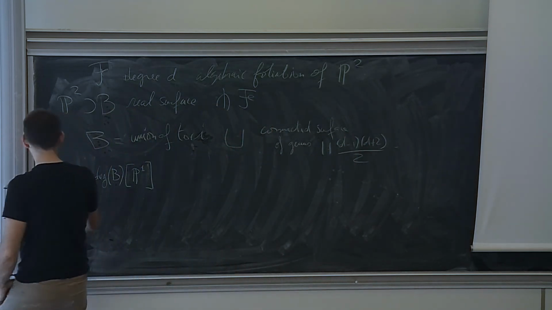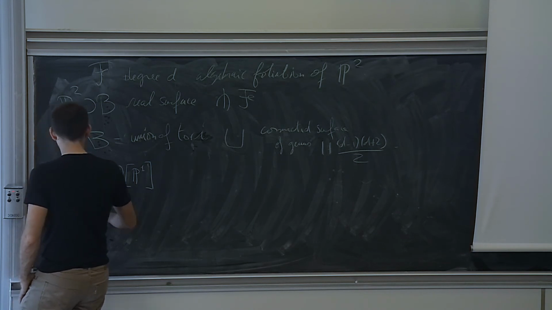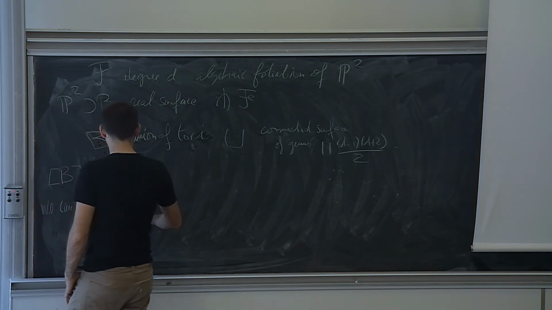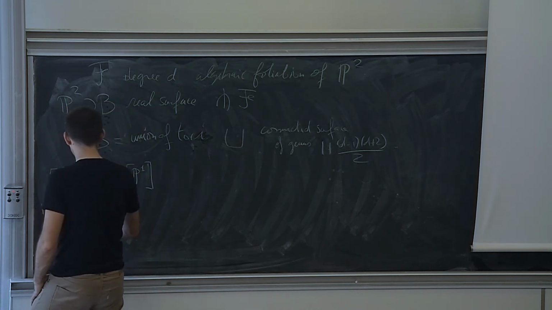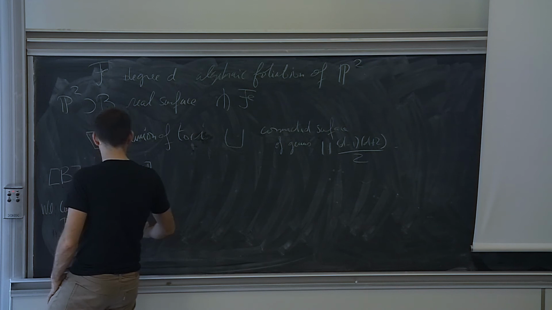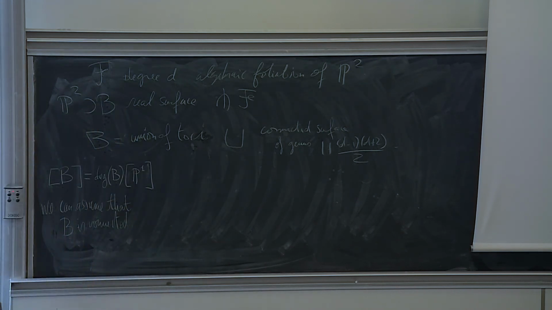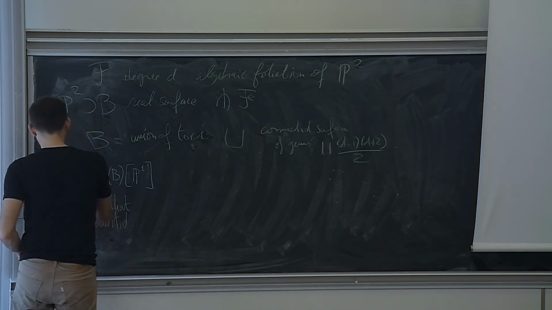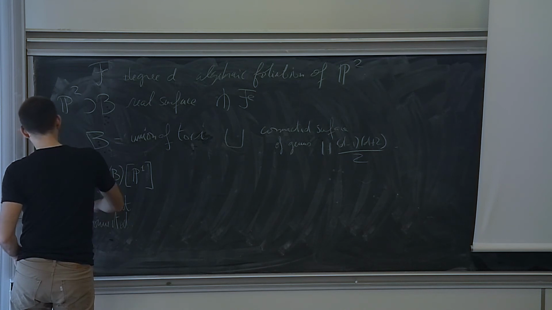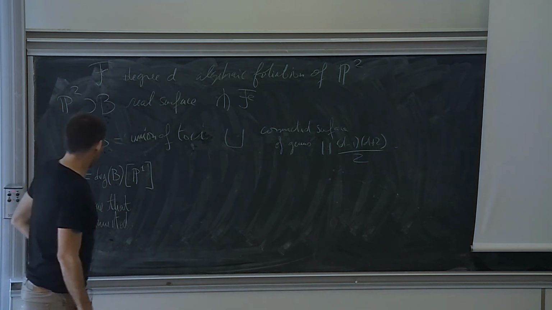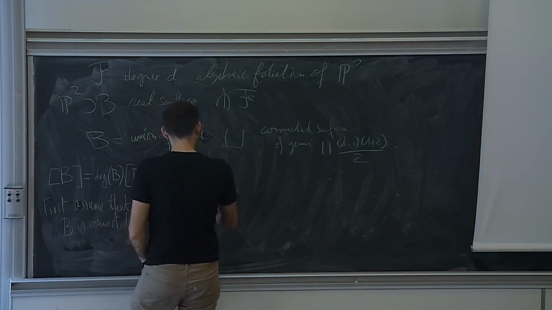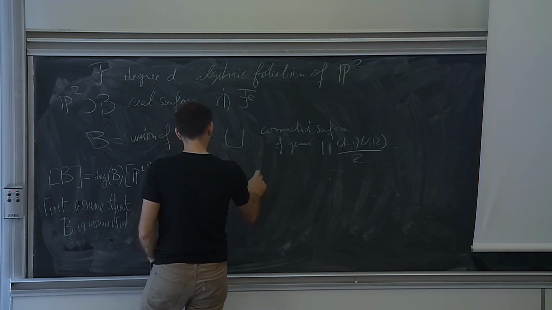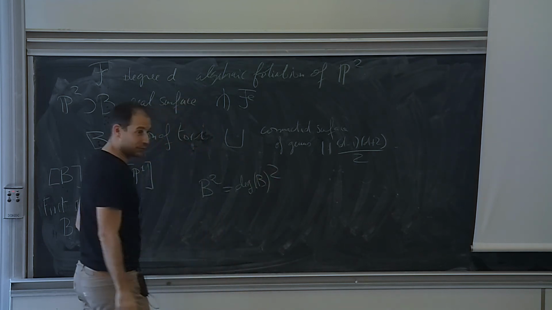So we can assume that B is connected. You will see why in a moment. So let's begin by assuming that B is connected. Okay, so what is the self-intersection of B? First of all, this is the square of its degree, right?